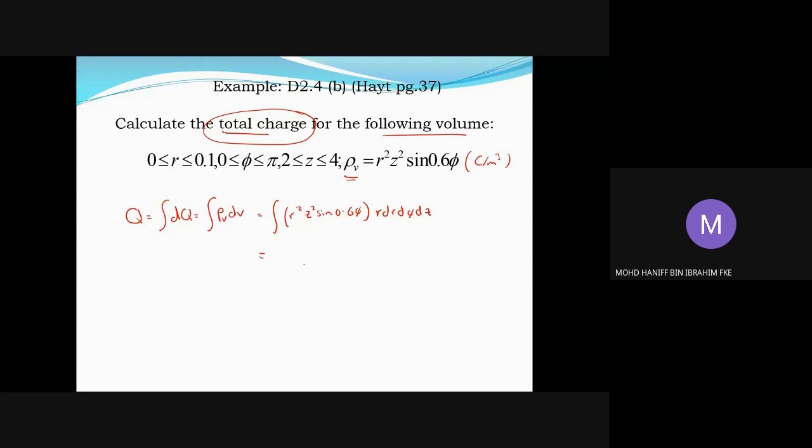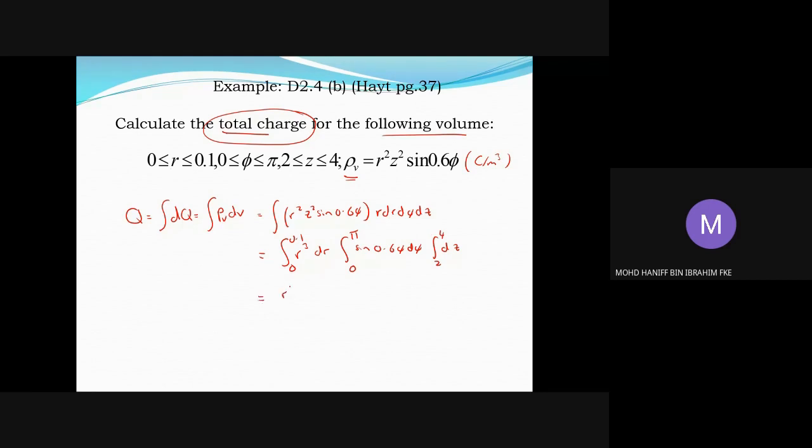That will be based on triple integration because we are dealing with volume. So we're going to have the integration of r to the power of 3 dr, the integration of sine 0.6 phi dphi, and the integration of dz. We put the range for this given problem where r is from 0 to 0.1, phi from 0 to pi, and z from 2 to 4. So we can proceed with the integration.